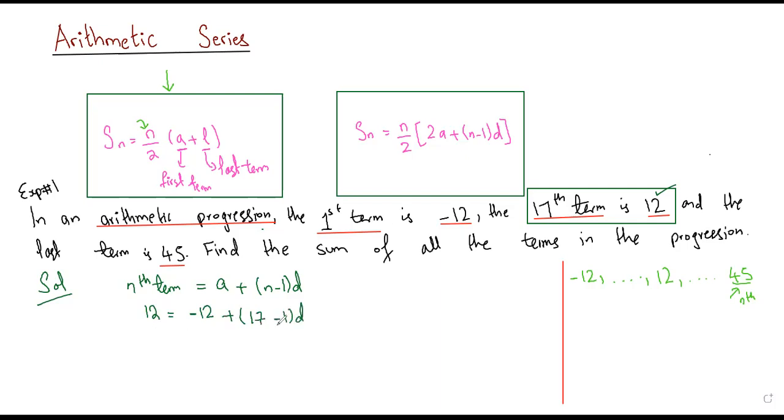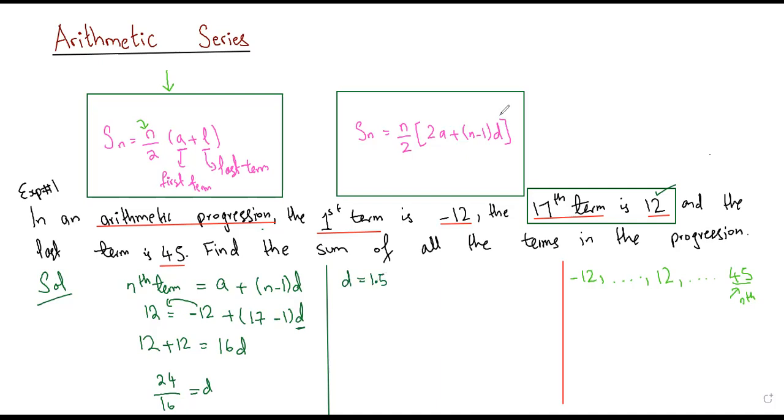Now this is an equation and this equation has one variable only, so I can easily find the value of d. So 12, and this minus 12 would go to that side. Plus 12 equals 16 into d, and 12 plus 12 is 24, divided by 16 equals d. And finally, you are going to get d as 1.5. So d would be 1.5. It's good that we got d.